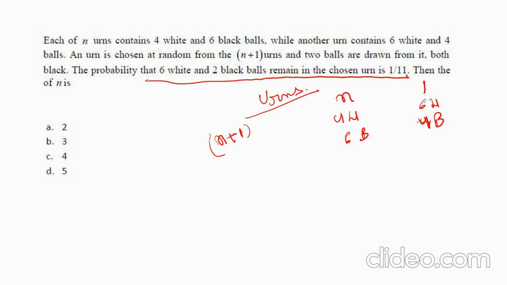See, in these urns, what we have is 4 white and 6 black balls. In a separate urn, we have 6 white and 4 black balls. At last, we have remained with 6 white and 2 black balls because we are choosing two black balls. So which urn should we have chosen there, so that we will remain with 6 white and 2 black balls, like this one or this one?